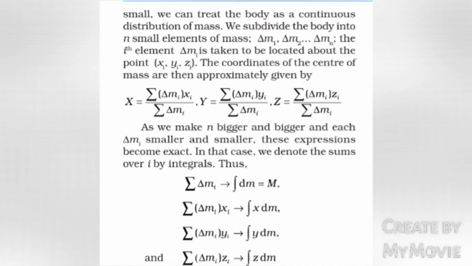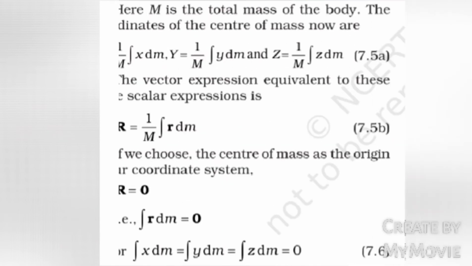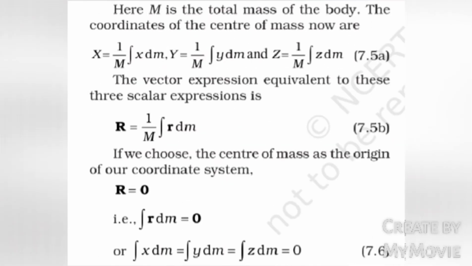Summation delta mi xi leads to integral x dm, summation delta mi yi leads to integral y dm, and summation delta mi zi leads to integral z dm. Here, M is the total mass of the body. The coordinates of the center of mass are now x equals 1 by M into integral x dm, y equals 1 by M into integral y dm, and z equals 1 by M integral z dm.